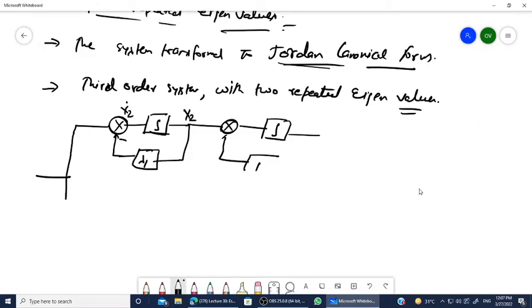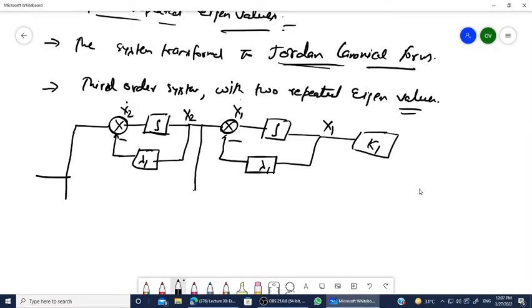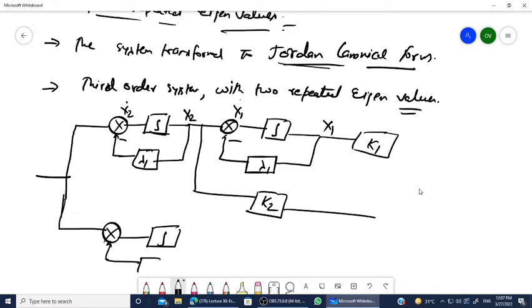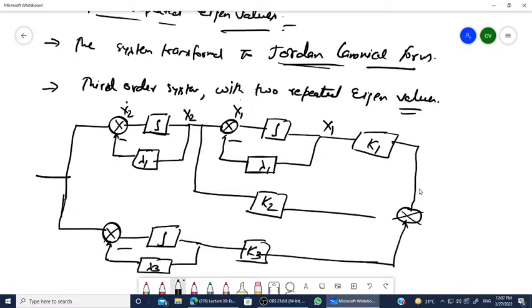Sorry, my mistake. Lambda 1, because this is a repeated root. This is x1 and x1 dot, and here it is k1, and here this is k2 for the second state variable. This one is the integrator, and let's say the third pole is lambda 3. Then k3 is attached to the output. We have taken here the first, second, and third. And this one is y(t), and this one is u(t). Okay, fine.